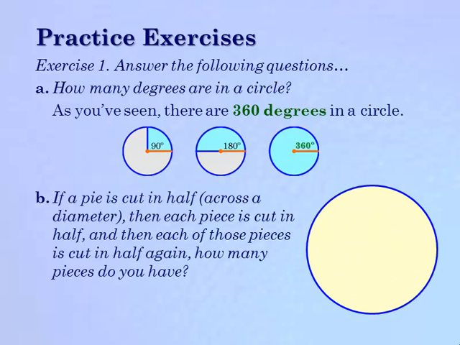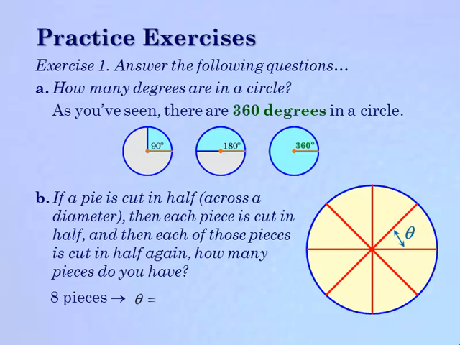Now, if a pie is cut in half across a diameter, and then each of those pieces is cut in half, and then each of those pieces is cut in half again, how many pieces do we have, and how many degrees do we have in each piece? Well, it's pretty easy to see that there's 8 pieces here. And so if we have 360 degrees in all of them, and then divided by 8, then each one is equal to 45 degrees.